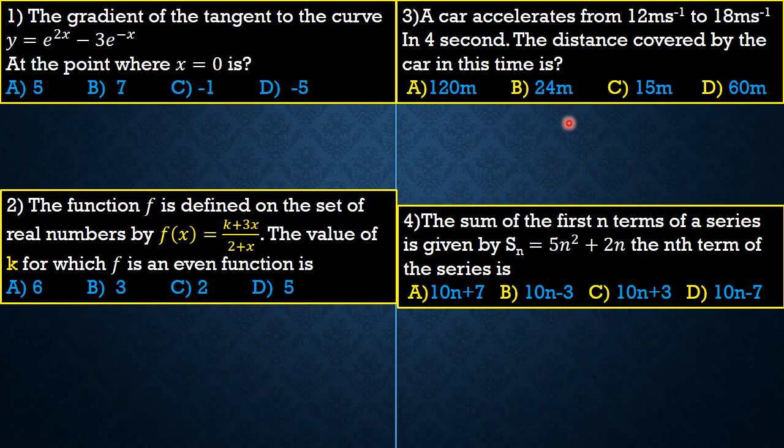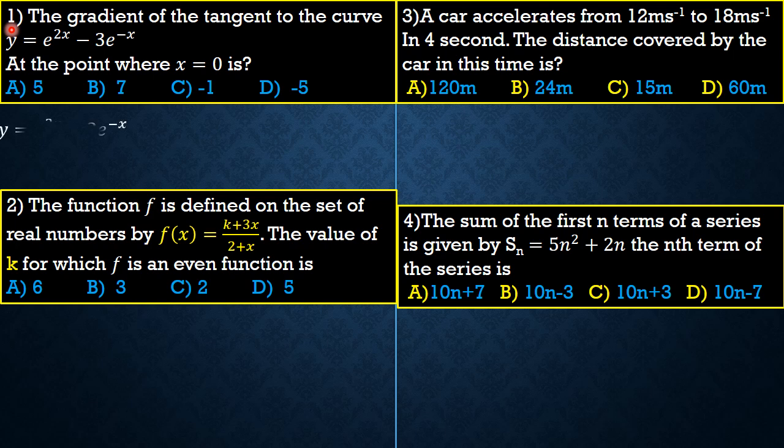Excellent. Question 1 of the 2018 paper says: the gradient of the tangent of the curve y equals e raised to the power 2x minus 3e raised to the power negative x, at the point where x equals 0, is. We should recall that the gradient of the tangent is simply gotten from the gradient function. To get the gradient function, all we need to do is differentiate y with respect to x and substitute x equals 0 into our gradient function.